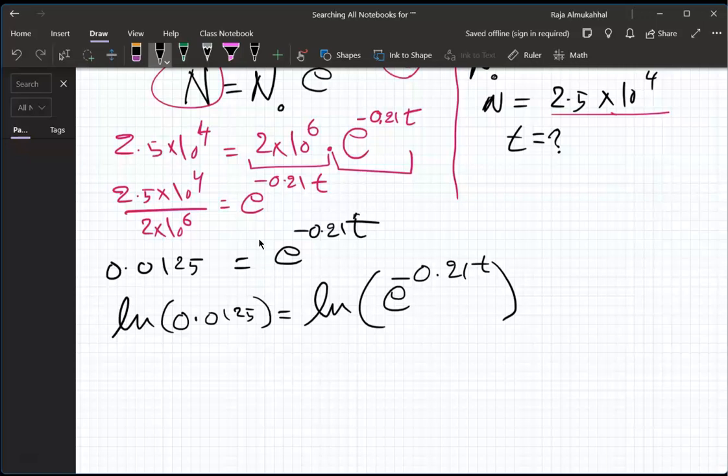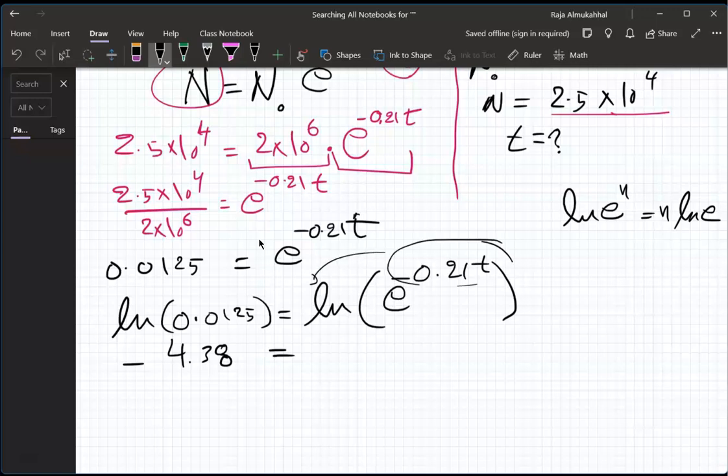And the log of that is basically negative 4.38 equals, now remember, if I have natural log of e to the power of n, that makes it n natural log of e. So this whole thing goes to the coefficient here, and then ln e, of course, is 1. So this whole thing basically becomes negative 0.21 t. Okay? The minuses cancel out like that.